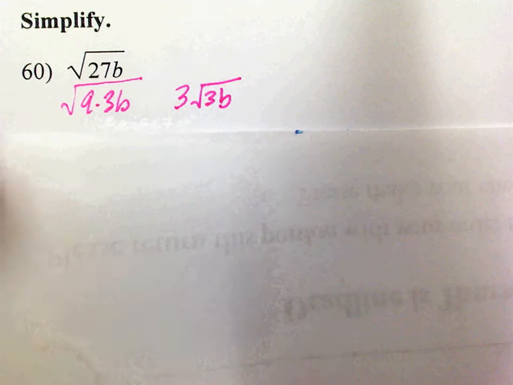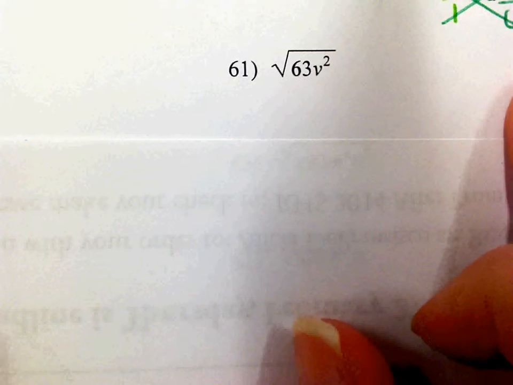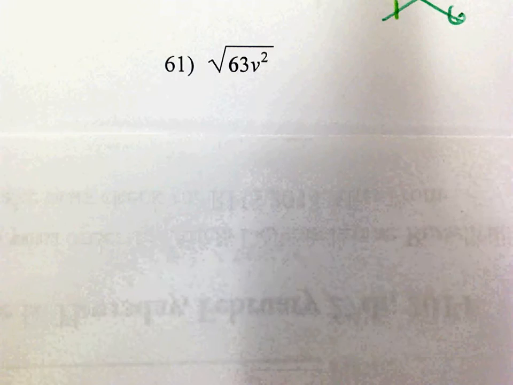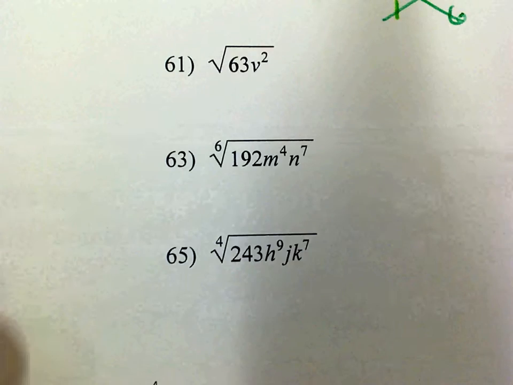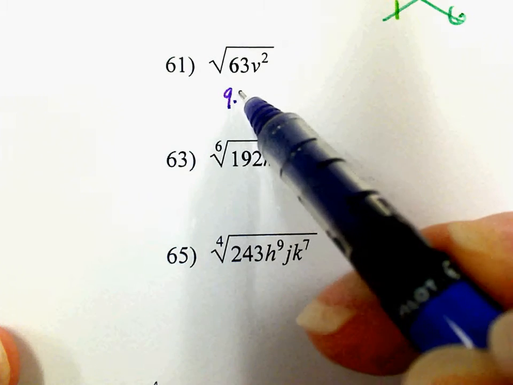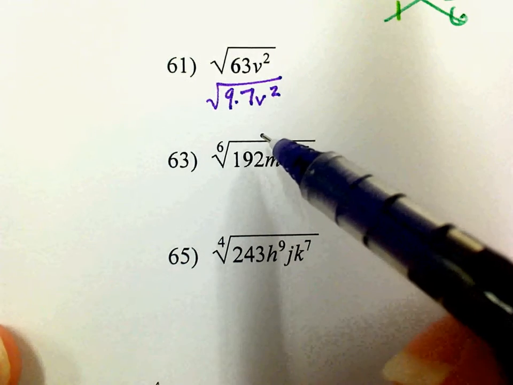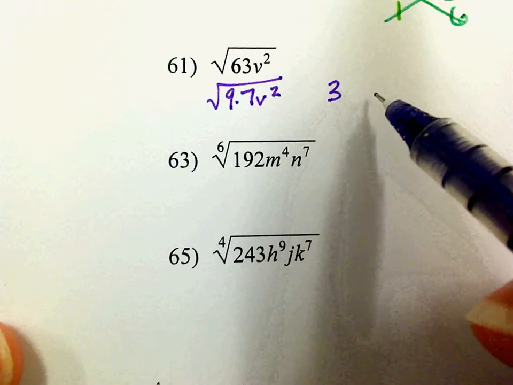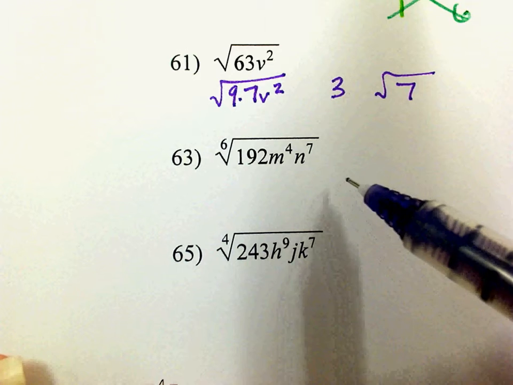So let's look at the next one. Okay, is there a perfect square that goes into 63? I think so. I'm thinking 9. 9 how many times? What's the square root of 9? So that goes on the outside, and then 7 stays on the inside. What's the square root of v squared? Just v.